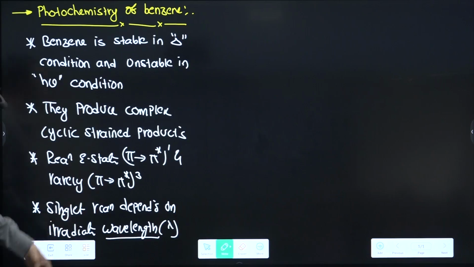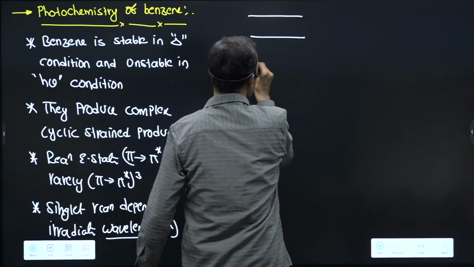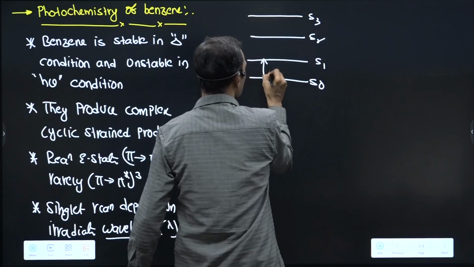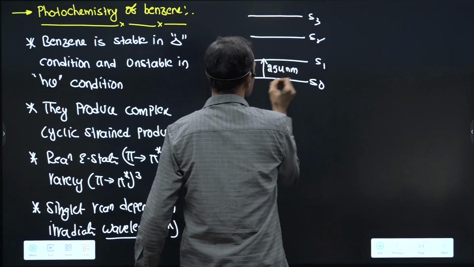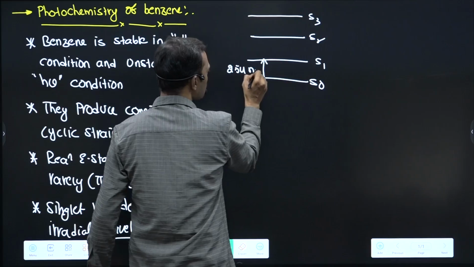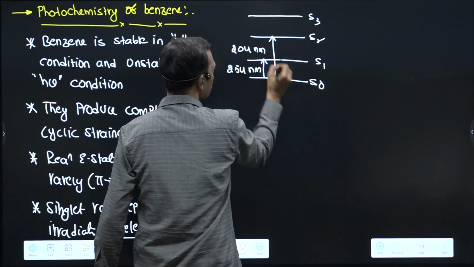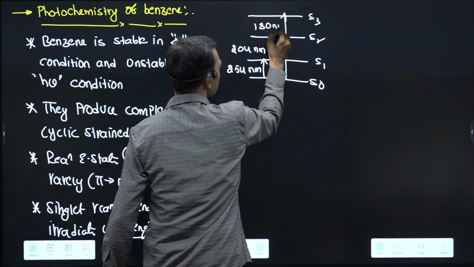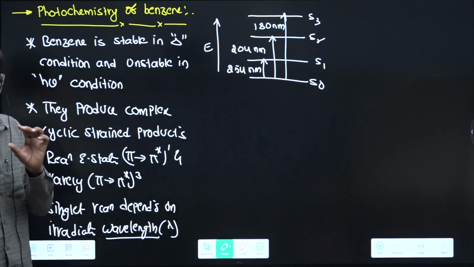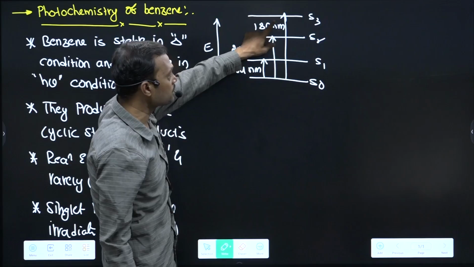Suppose, if I take benzene, here are three possible irradiations I am using. This is S0, S1, S2, S3. From here to here, 254 nanometers has been used for singlet benzene. And for this same singlet, there is a requirement of 204 nanometers. From here to here, 180 nanometers. So this is the energy order of the benzene singlet states. Three possible states exist for benzene: 254, 204, and one more is 180. These are the possible singlet states only.